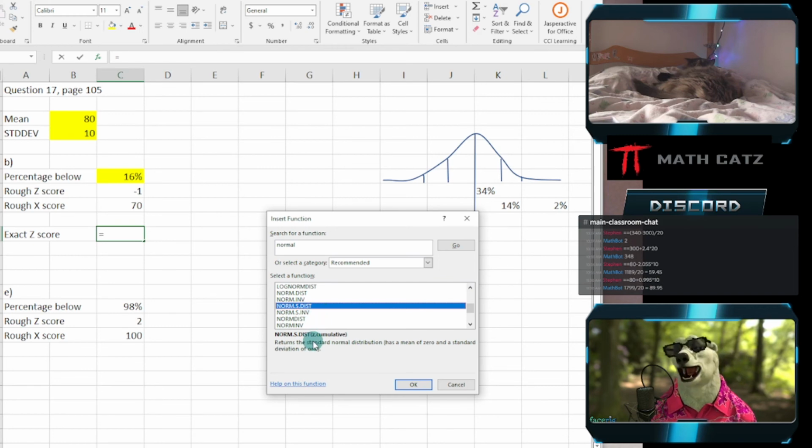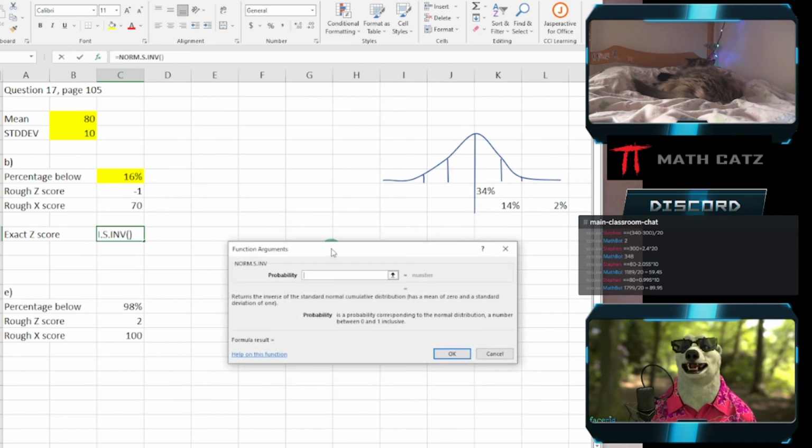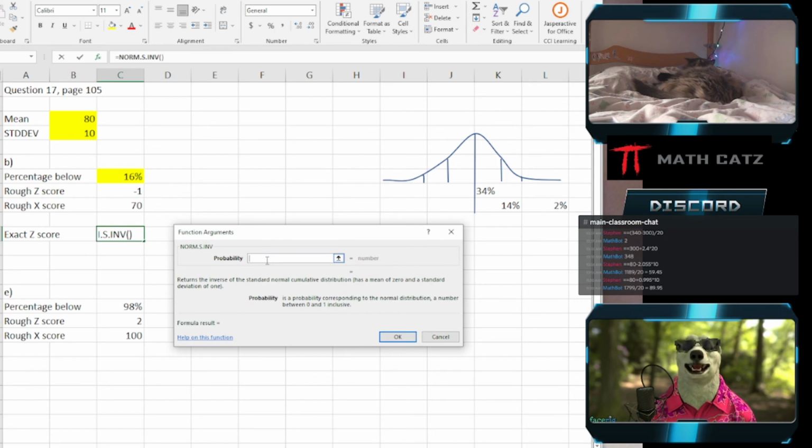Okay, so this one is where I'm given a z-score and I want to find the percentage below. That's not the case. The inverse is the flipped around version, the reverse. So I'm given a probability, and it returns the inverse of the standard normal cumulative distribution, so everything below. That's what I want. So we are guided by just the probability. Now I can put in the probability, or I can reference that.